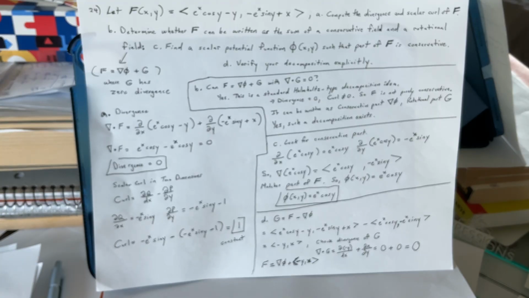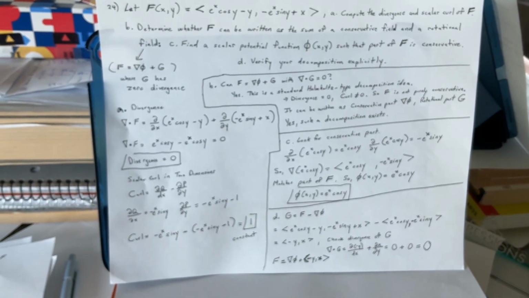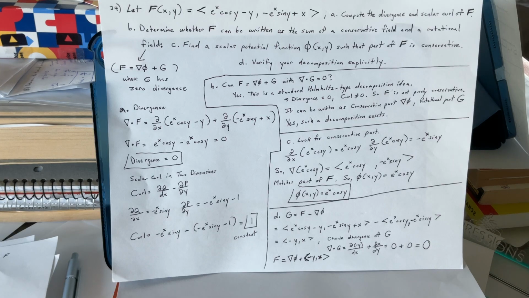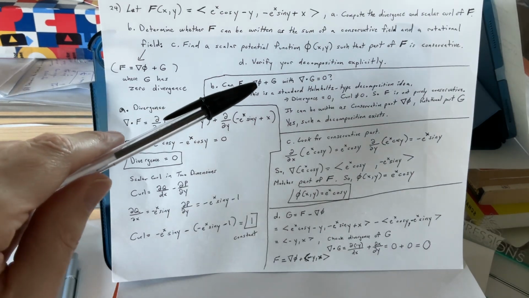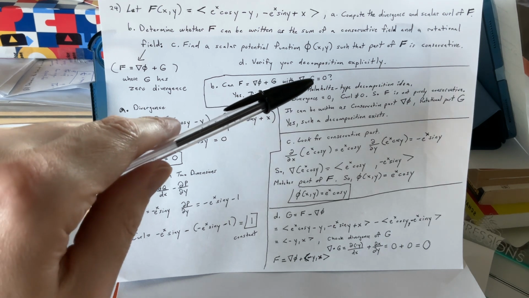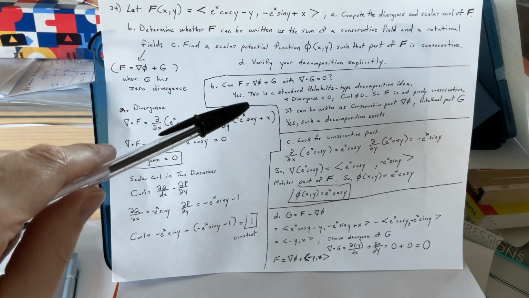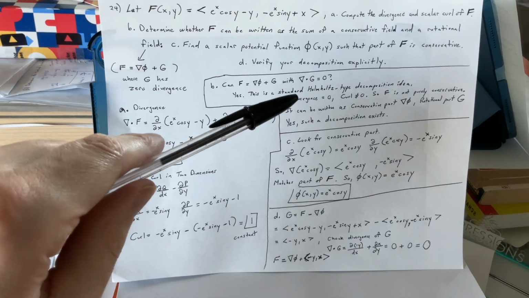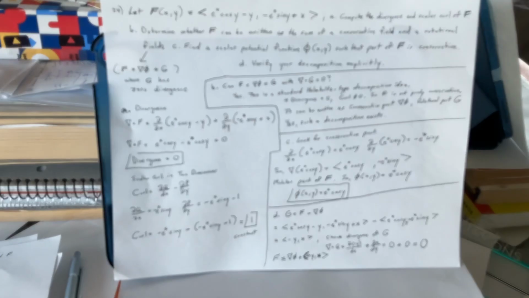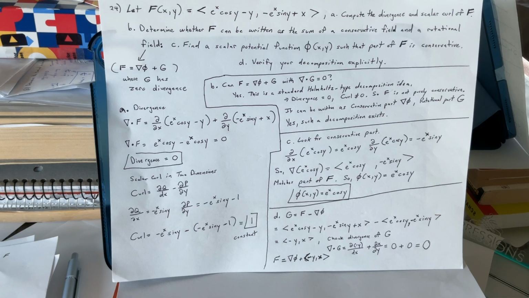Okay, now, moving along, what do we have here for part B? For part B, we have F equals del plus this G, of our operator here, del dot G. Now this is the standard Helmholtz type decomposition idea. I don't know if you went over that. If you did, that's great.